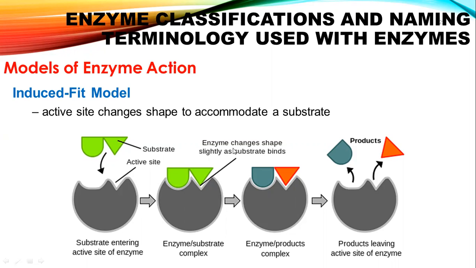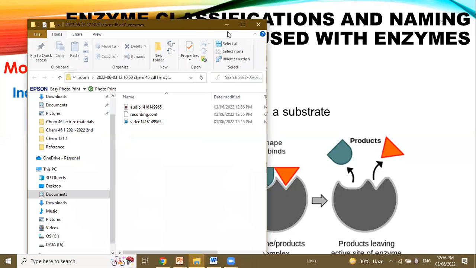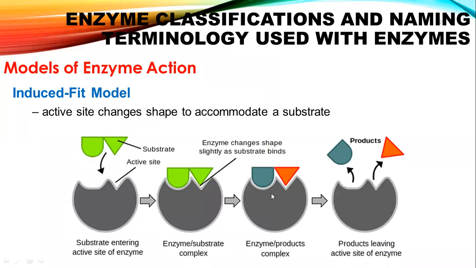It is not a big change, not a drastic one like a square becoming a triangle. The structure is similar, but there are slight changes to the shape of your substrate. Okay, and you have this enzyme-product complex, and then of course, as we have shown earlier, after the reaction inside the enzyme, the enzyme can now release your products.